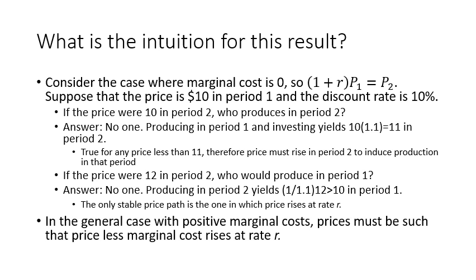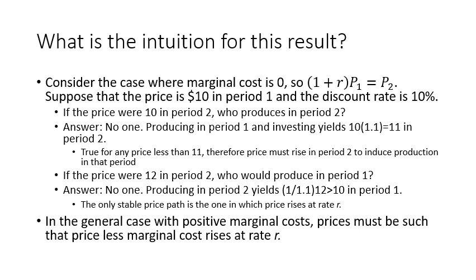And here's the intuition for this. Suppose the price is $10 in period 1 and the discount rate is 10%. If the price were 10 in period 2, who produces in period 2? The answer is no one. Producing in period 1 and investing the profits yields 10 times the interest factor of 1.1, which equals 11 in period 2. So you can do better by extracting the entire resource today, selling it, and investing the profits. This is true for any price less than $11, and therefore the price must rise in period 2 in order to induce production in that time period.